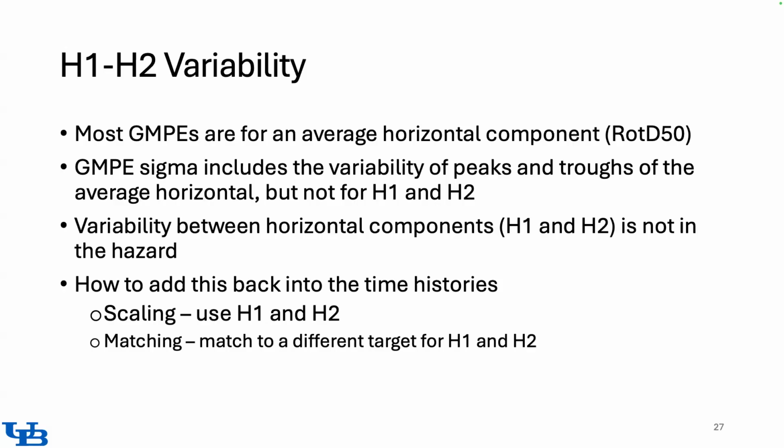So what we saw before is fitting each ground motion to the target spectrum. But as we said, when we perform the seismic hazard analysis using some type of ground motion model, these ground motion models are developed for the average horizontal component. So the variability between two components is really something that we haven't accounted for in our analysis. So it's appropriate to keep that variability in the time series.